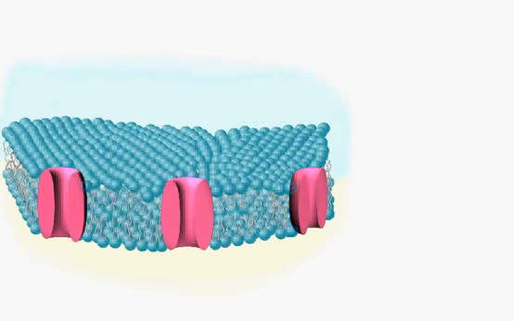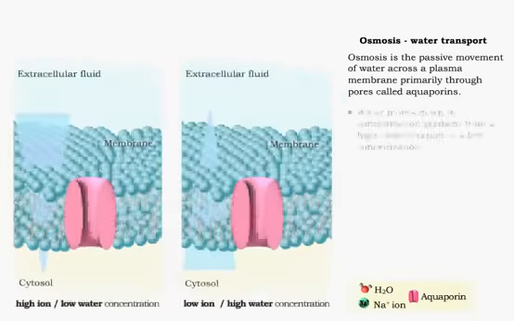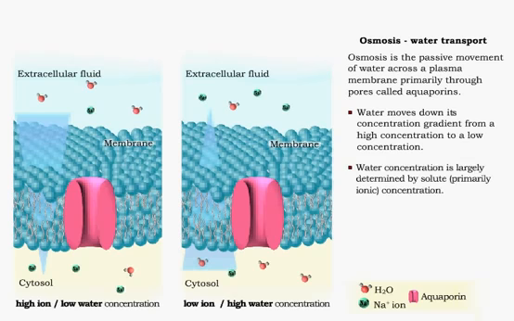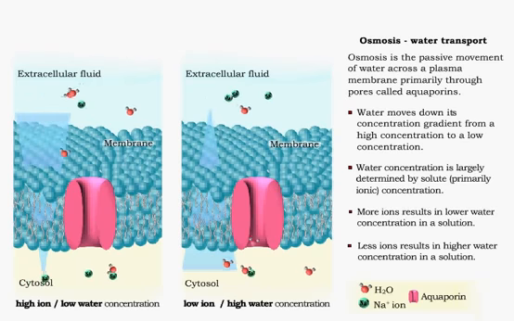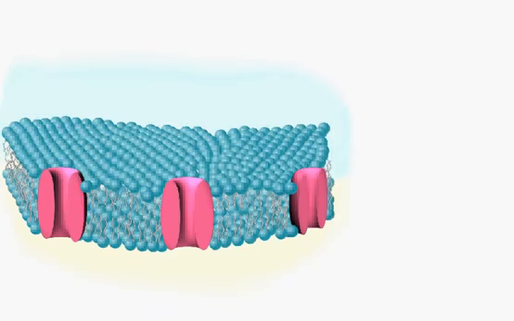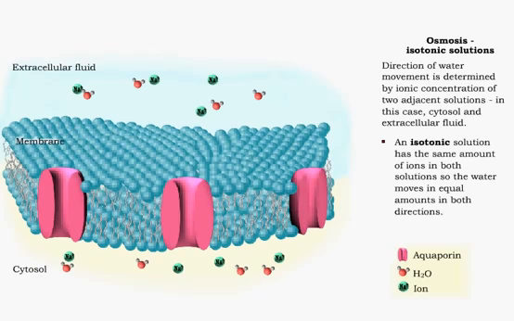Water passes in and out of a cell primarily through pores called aquaporins. During osmosis, water, like ions, will move down its concentration gradient. The concentration gradient of water is, to a large degree, determined by the fluid's solute concentration. The direction of osmosis depends on the relative concentrations of solutes in the cytosol and extracellular fluid.